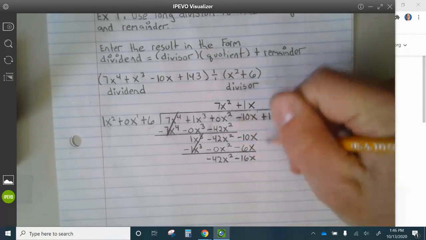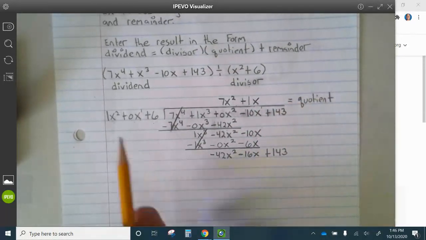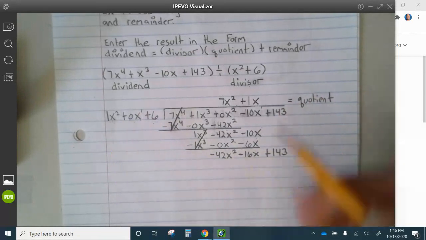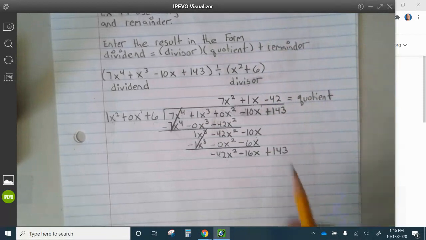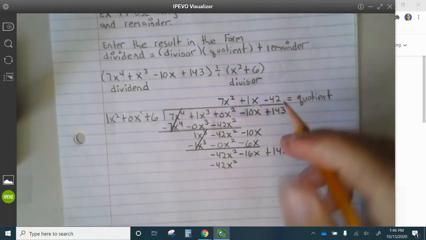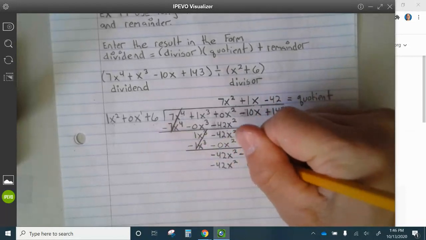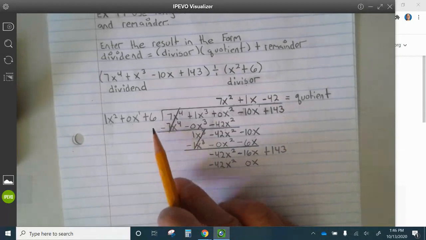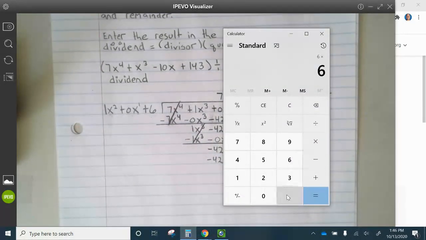Bring down the last term. Now you ask yourself, what do you multiply 1x squared by to give you negative 42x squared? The answer is minus 42. So now negative 42 times x squared is negative 42x squared. Negative 42 times 0x is 0x. And then negative 42 times 6, use a calculator for that one. It goes negative 252.